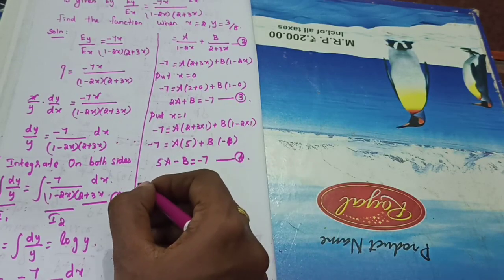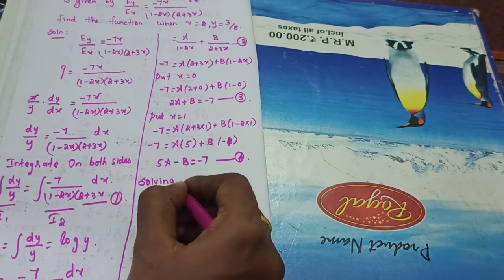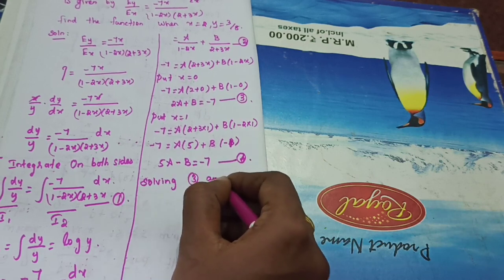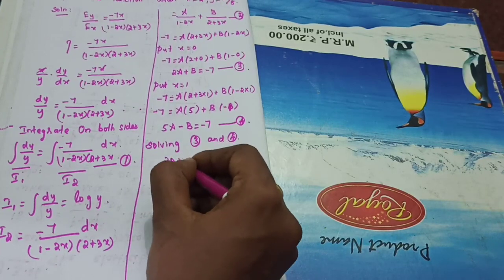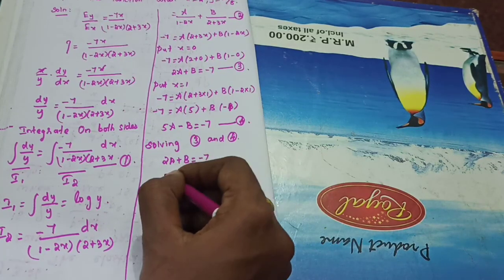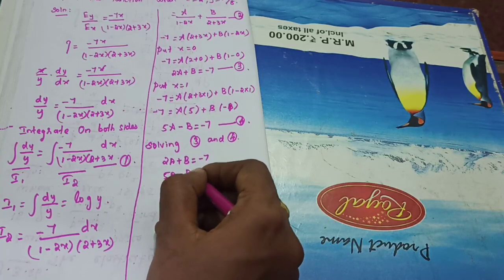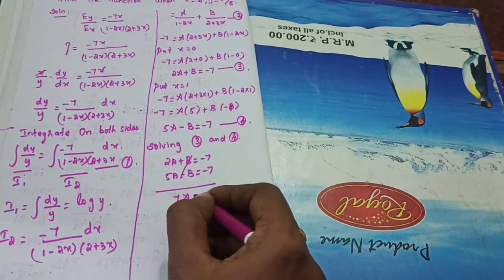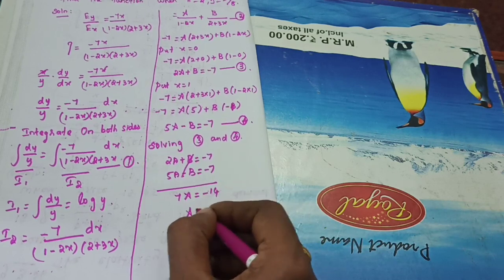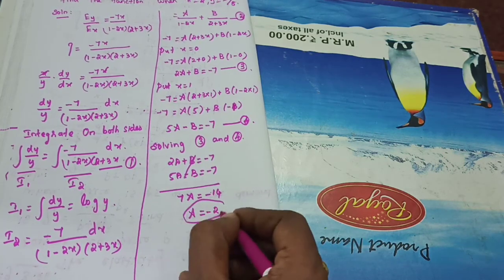So you can solve equation number 3 and 4, to find the A and B values. Okay, solve it. 2A plus B equal to minus 7. 5A minus B equal to minus 7. So this will get cancelled. So 7A equal to minus 14, A equal to minus 2. So A you got the answer.